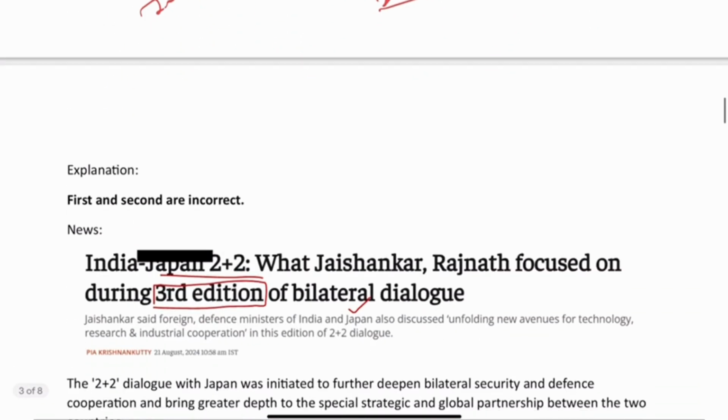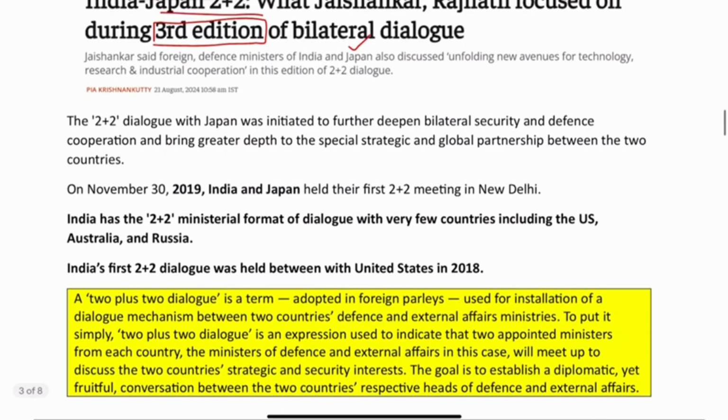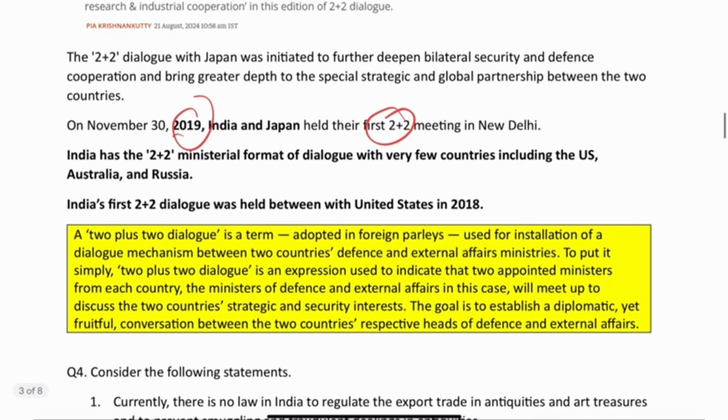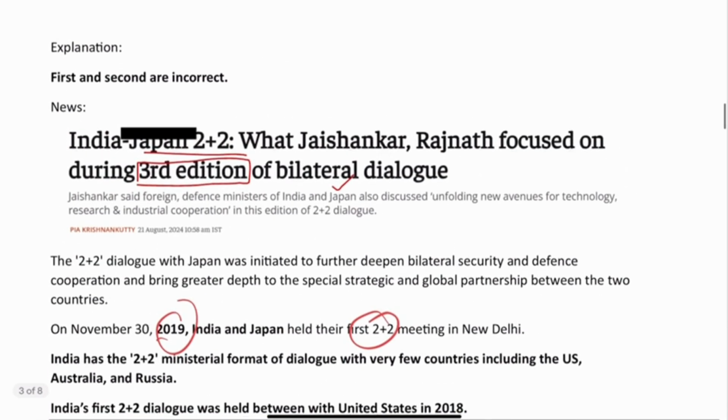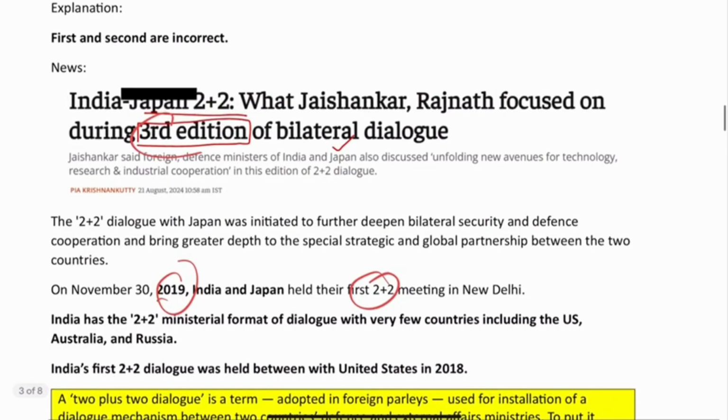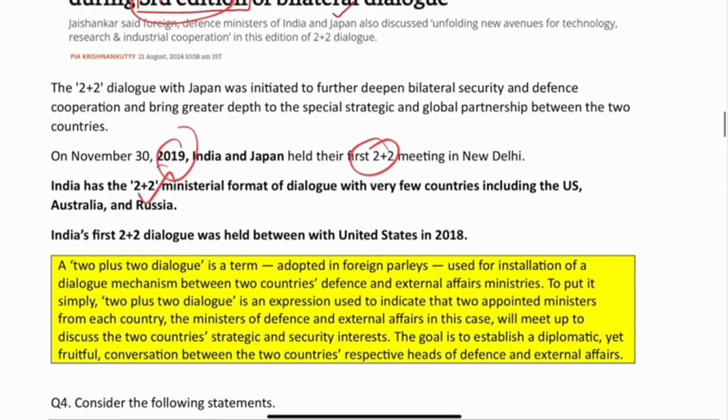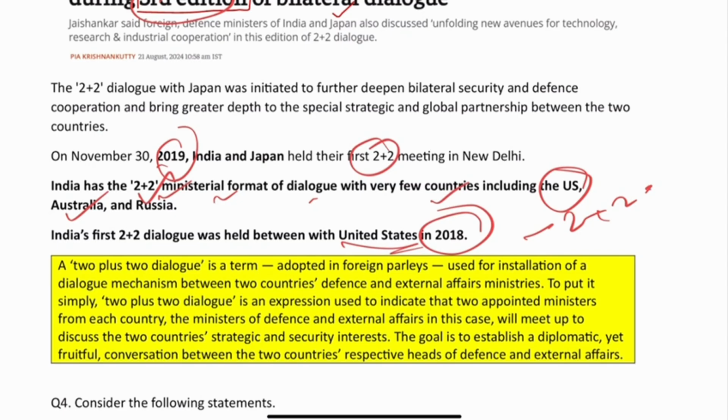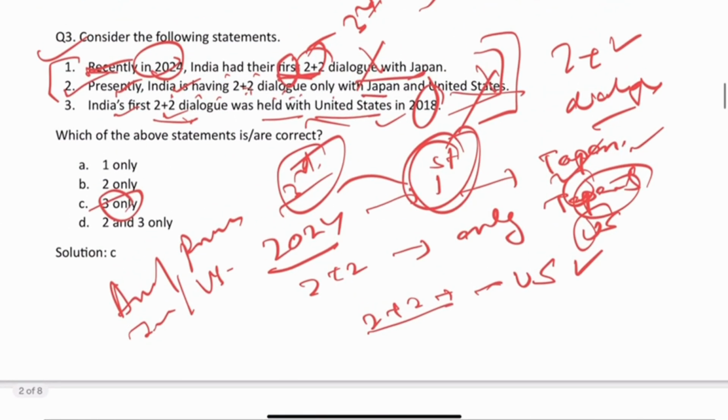You have to see the explanation here. India and Japan had their first in 2019. Recently they had the third edition. India has 2+2 ministerial format dialogue with very few countries including the US, Australia, Russia. And in 2018 the first 2+2 dialogue happened with the US. So if you see the entire statements, this is the correct statement. The third is the only correct statement here. The first and 2 are incorrect.